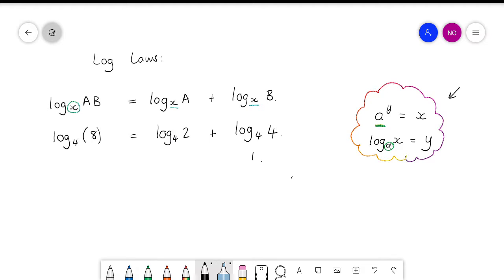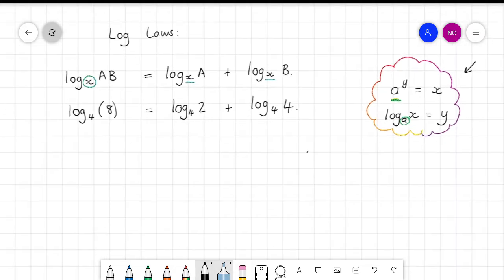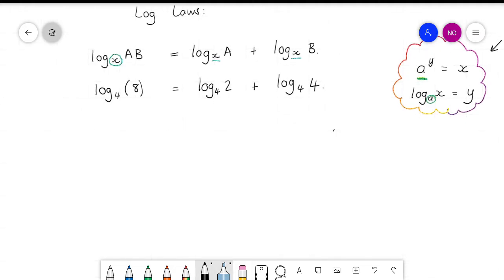You guys won't get tested on the log laws, but you do need to know these. Like, they're not going to give you a very difficult example and you need to simplify it. But if you can't do these, then you're going to struggle with some of the other ones that we're going to do. We're only going to do applications. Then the next one looks like this.